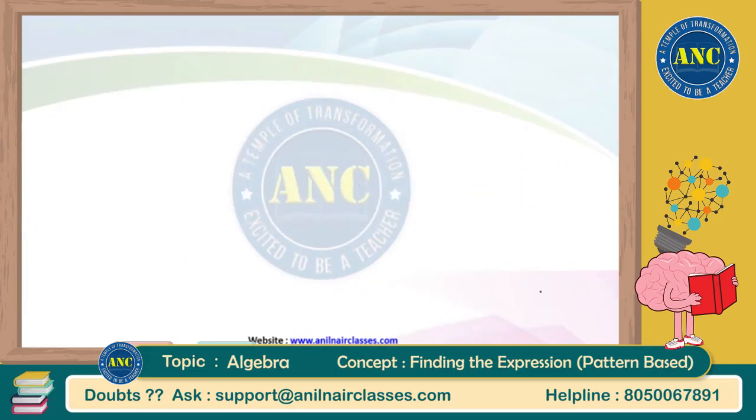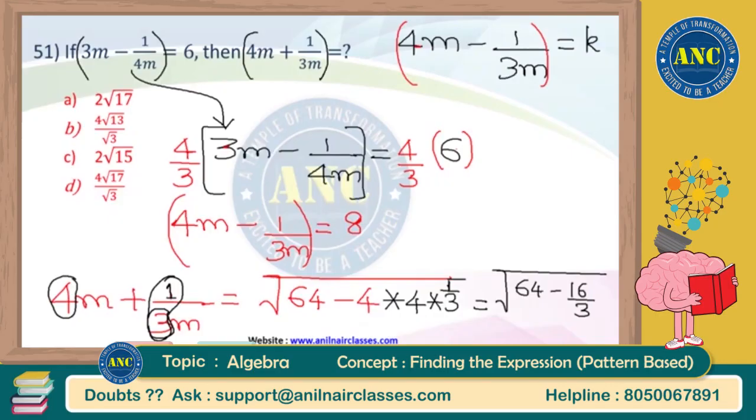Similarly, let us come to the problem. Do not worry, sir. These are all small mistakes. I hope that you will not make those mistakes that I did here. Now, I want to find 4m plus 1 by 3m. That means inside the square root also, because the condition is having plus, it should be plus. That means square root of 64 plus 16 by 3.